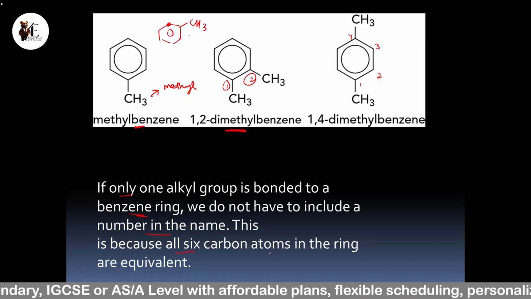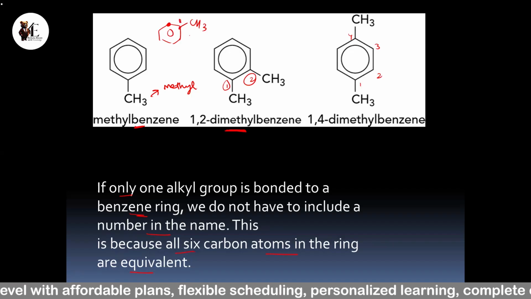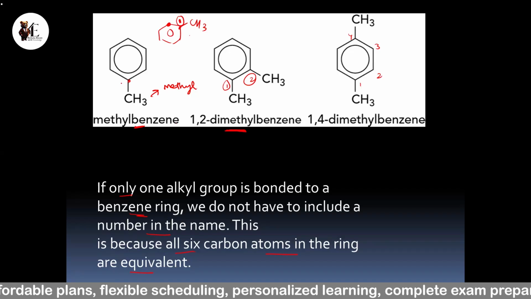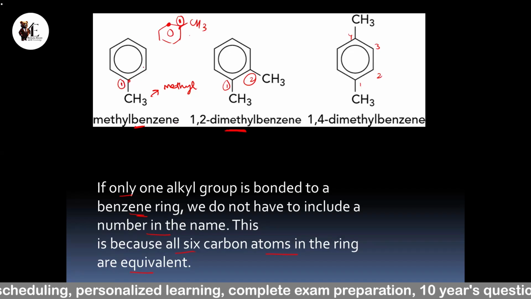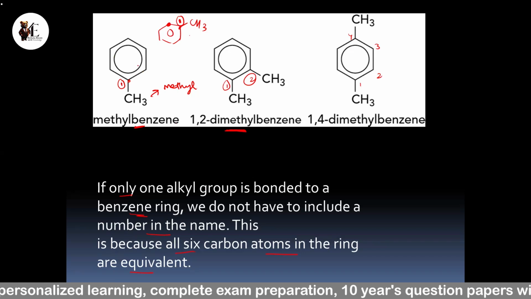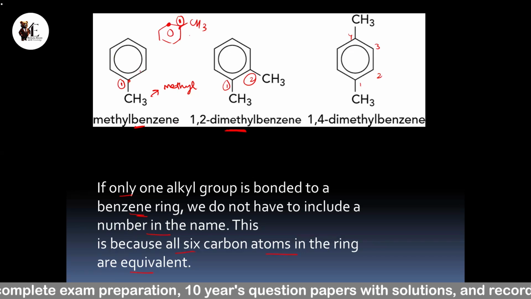This is because all the 6 carbon atoms in the ring are equivalent. If you write like this, counting will start from here. If you write like this, then the counting will start from here only. So it is equivalent. All the carbon atoms are equivalent. No functional group is there. That's why we write it like this only: methyl benzene.